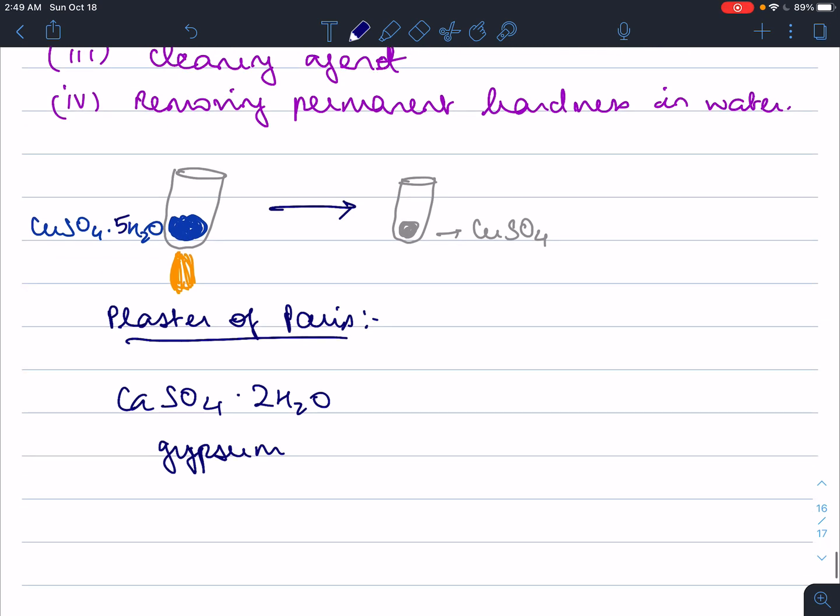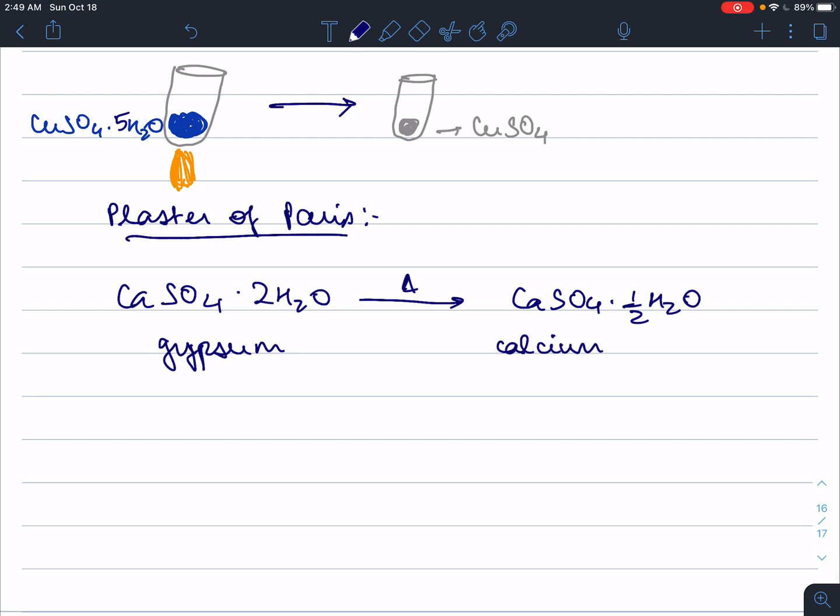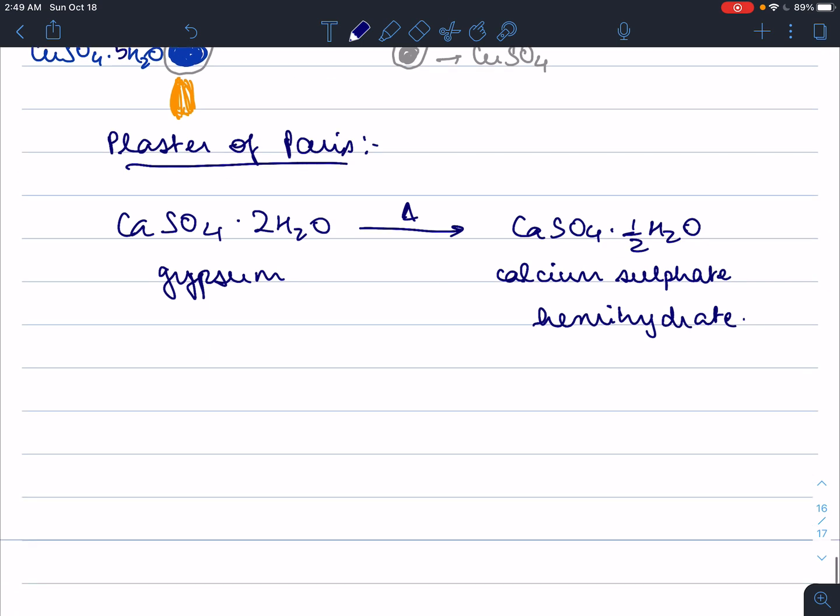All right. When you heat this, it loses water and you get CaSO4 dot half H2O. This is called calcium sulfate hemihydrate. Now hemi is half, so you have half a water molecule per molecule of calcium sulfate. Now this is commonly called plaster of Paris. Plaster of Paris is used in dental casts. It is used in plastering hands or legs whenever a bone is broken to help in better growth.